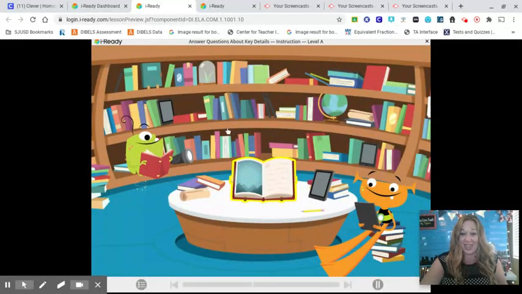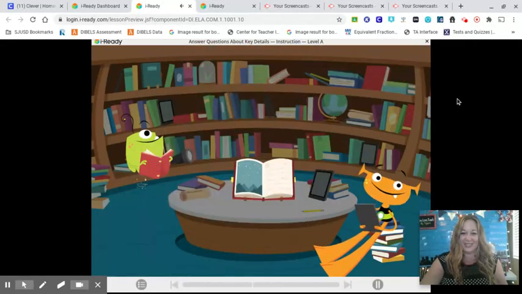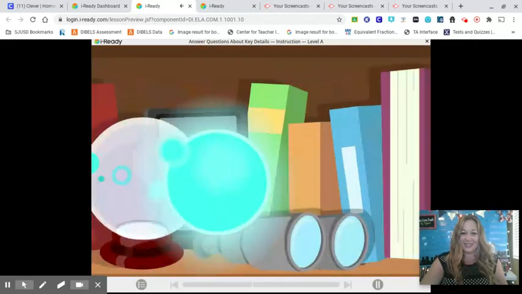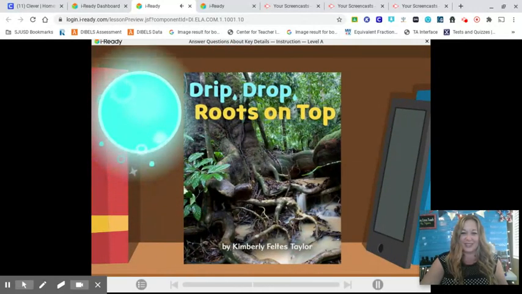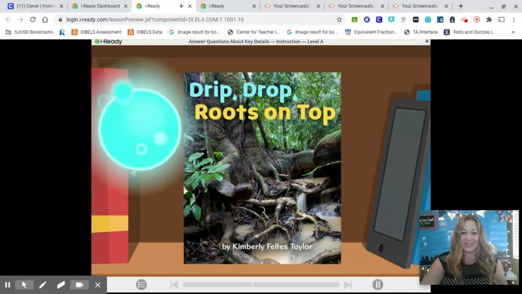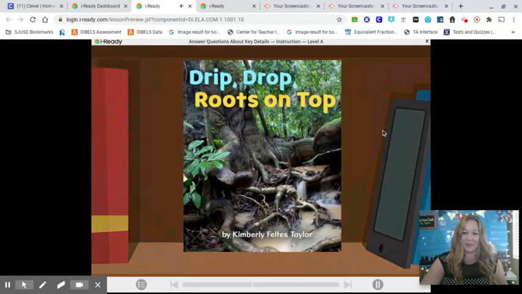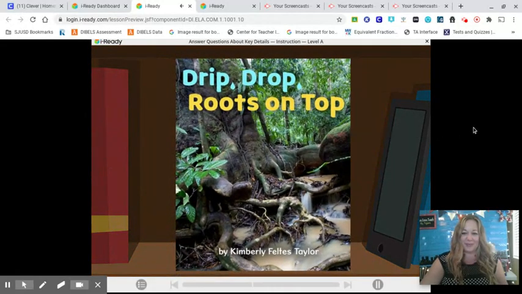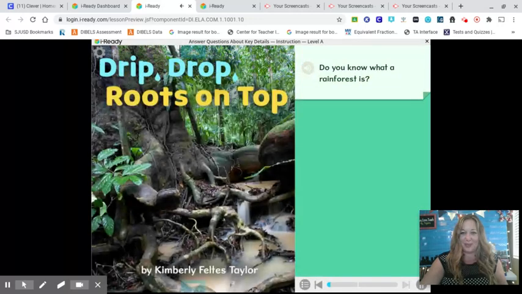Let's get started and open our book. Think about this. How do plants stay alive in places with a lot of rain? Let's read to find out. Drip, Drop, Roots on Top by Kimberly Feltz Taylor. This is going to be expository or nonfiction text.